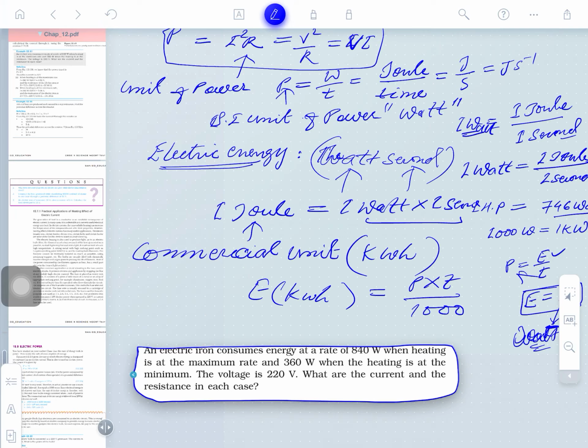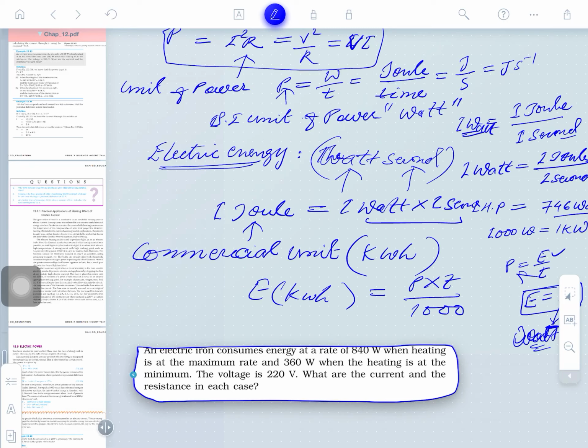If you use a 1 kilowatt device in electric supply for an hour, then this is called 1 unit. So, what do you understand by kilowatt hour? Please write down: kilowatt hour is the commercial unit used by the board of trade unit, the electricity department we are talking about.